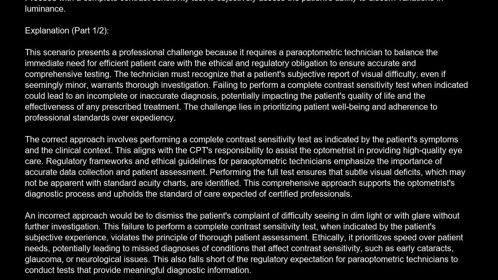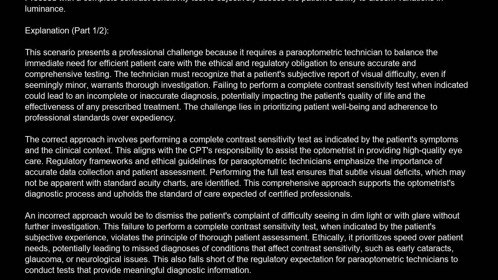The correct approach involves performing a complete contrast sensitivity test as indicated by the patient's symptoms and the clinical context. This aligns with the CPT's responsibility to assist the optometrist in providing high-quality eye care. Regulatory frameworks and ethical guidelines for paraoptometric technicians emphasize the importance of accurate data collection and patient assessment. Performing the full test ensures that subtle visual deficits, which may not be apparent with standard acuity charts, are identified. This comprehensive approach supports the optometrist's diagnostic process and upholds the standard of care expected of certified professionals.